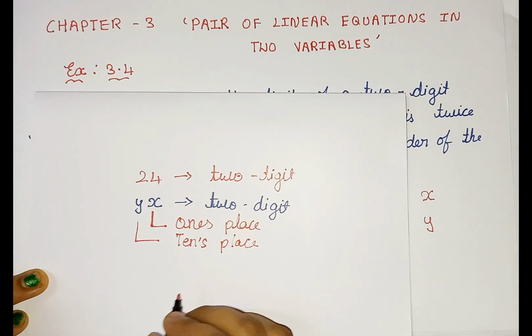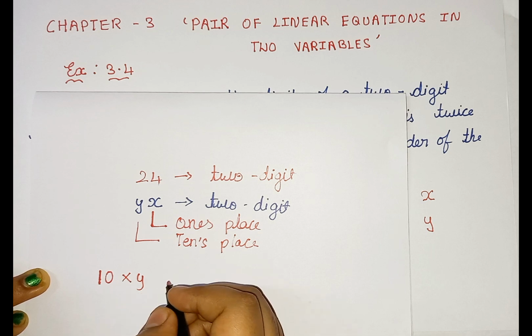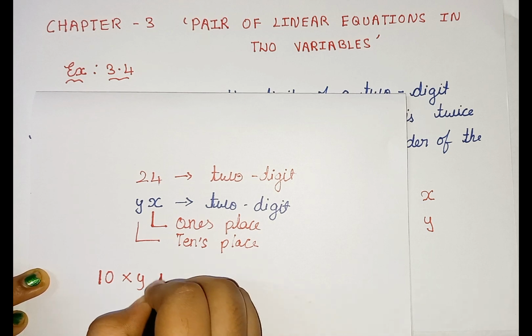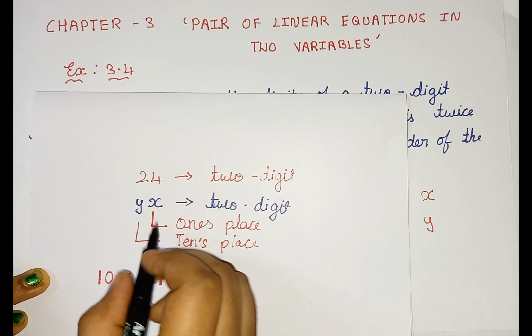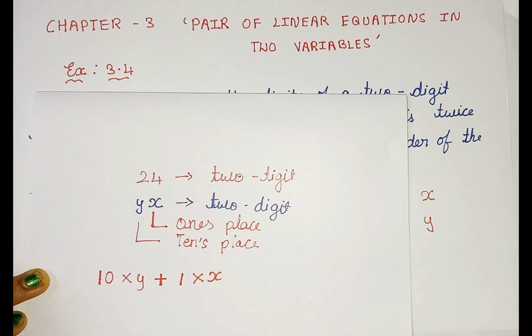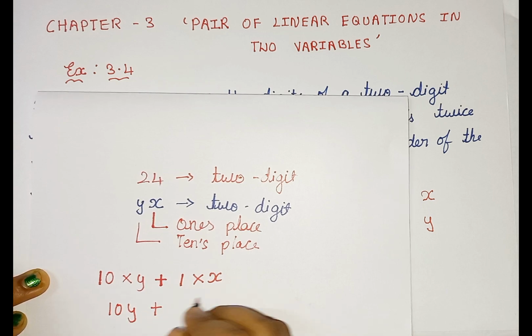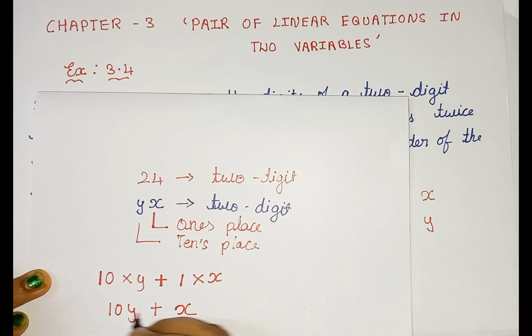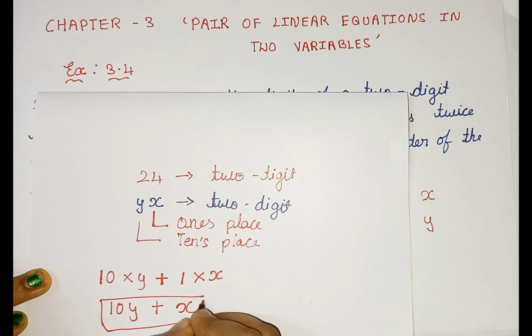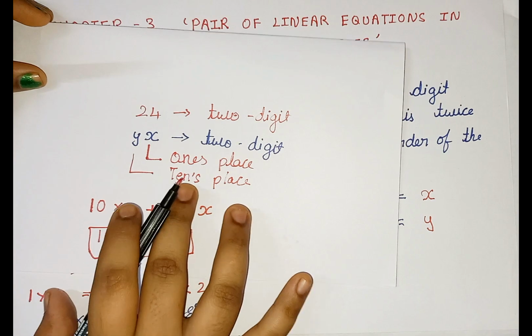Now if I tell you guys to expand it, what will you do? You will write 10 into y, and then plus, and since x is in 1's place, 1 into x. We'll do it like this, isn't it? So 10 into y is 10y, and here 1 into x, we keep the addition sign as it is, and 1 into x is x. Now I got the number, isn't it? So that is the reason I wrote the number is equal to 10y plus x. Try to expand it like this.